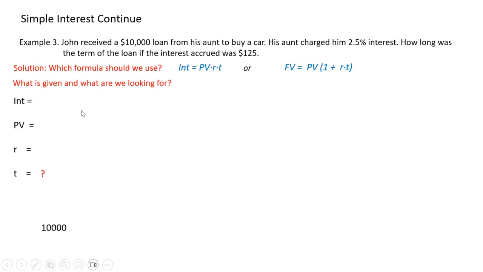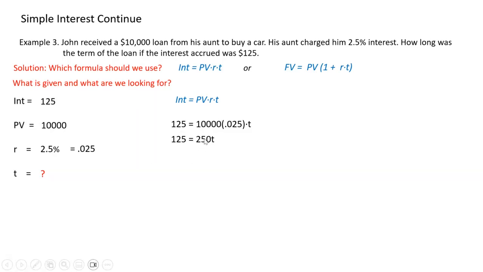My present value is 10,000, and the interest accrued was 125. My interest rate is 2.5, which is easy to see because it's the one with a percent symbol. Converted to a decimal, it gives us 0.025. Now plug everything into the formula. If we multiply 10,000 times 0.025, it's going to give us 250.